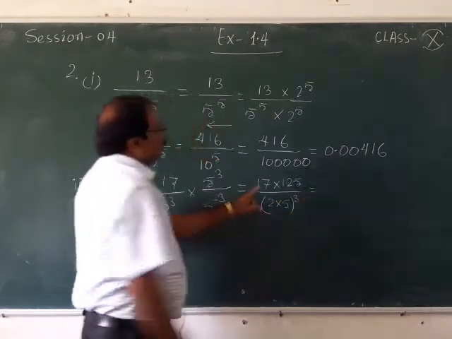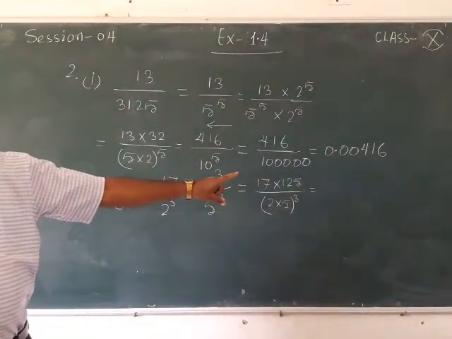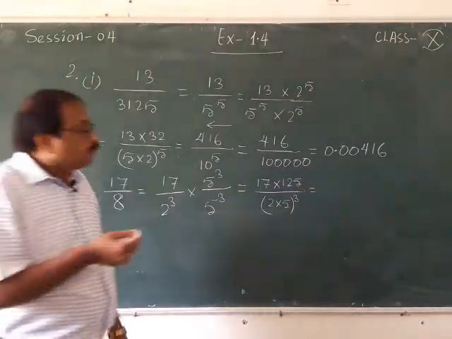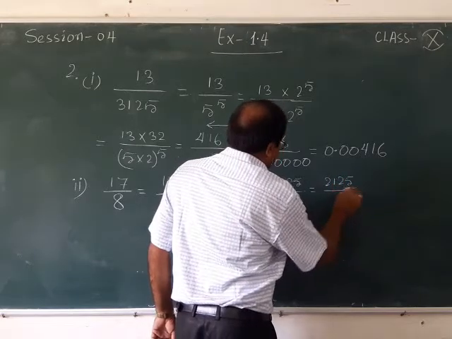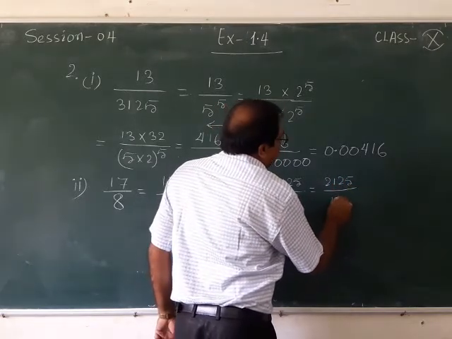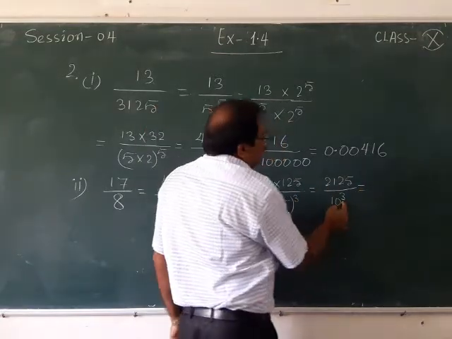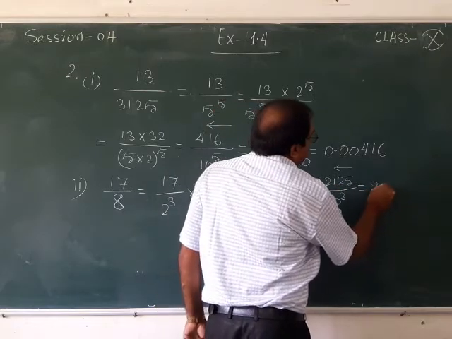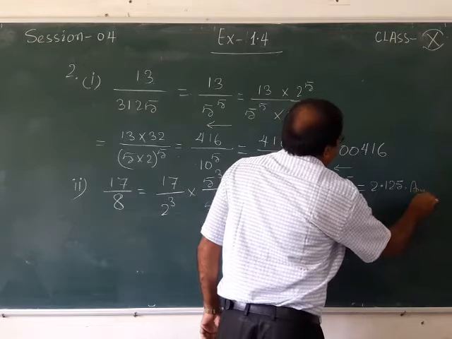Now you need to multiply 17 into 125. If you multiply 17 into 125, it will give you 2125, and upon it 10 to the power 3. That means after 3 places of decimal it will terminate, because here the power is 3. So 1, 2, 3, that means it is 2.125, and that is your answer.